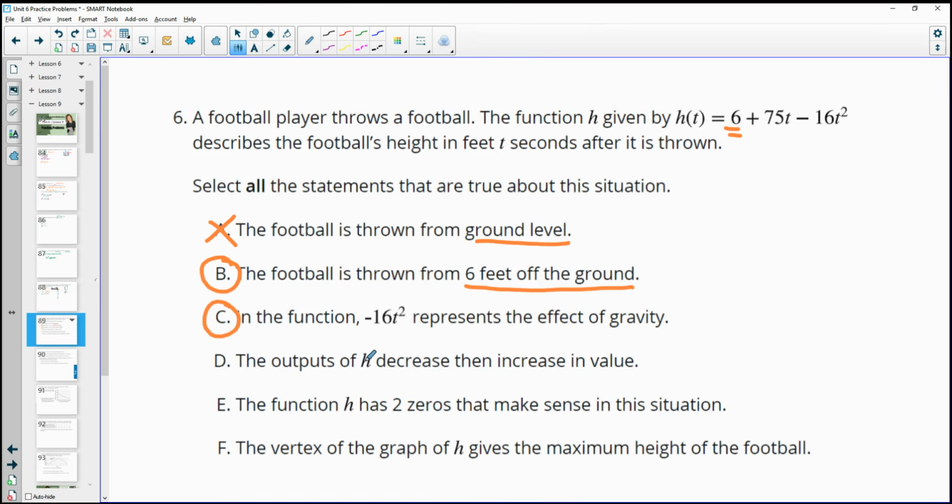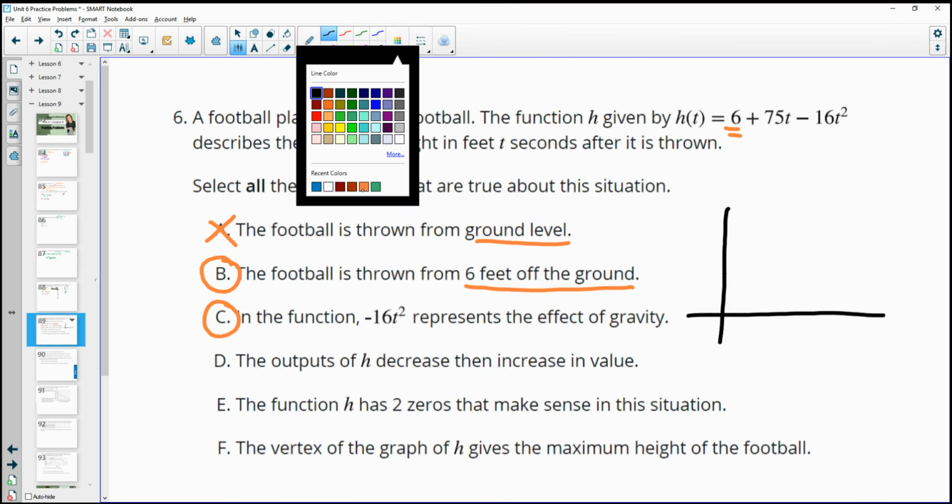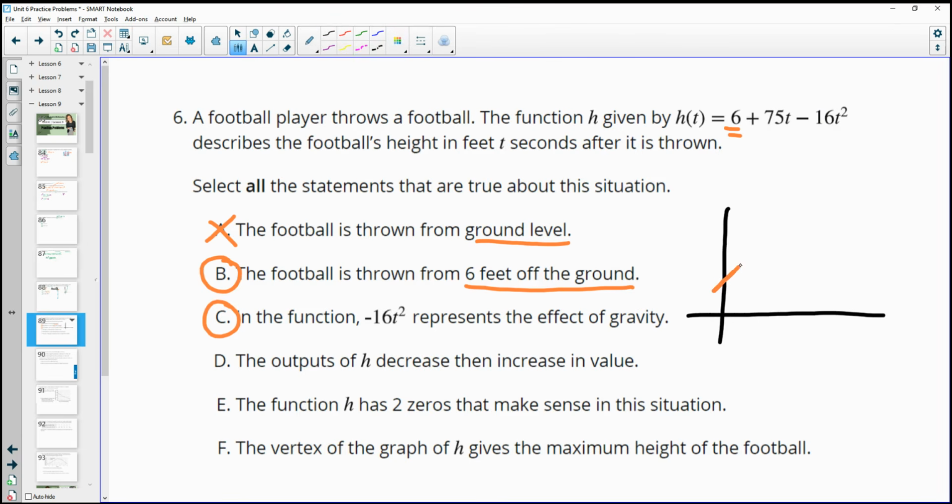The outputs, h, decrease and then increase in value. Well, we know that this is going to be an upside down parabola, right? So we know it's going to look something like this. It's going to start at 6 feet. It's going to go up and then it's going to come back down. So we know that this is false. The outputs are not going to decrease and then increase.